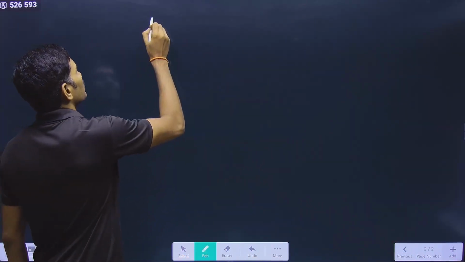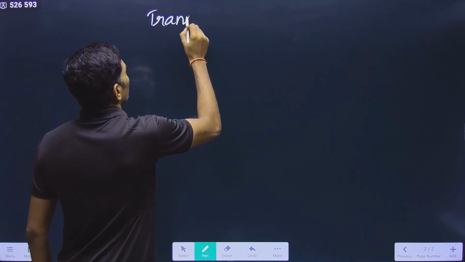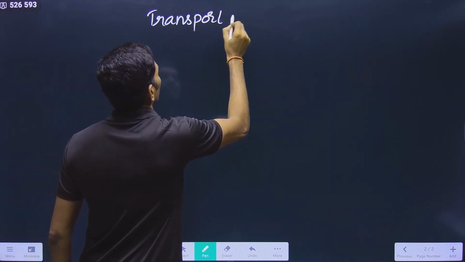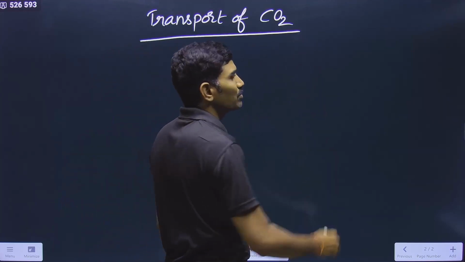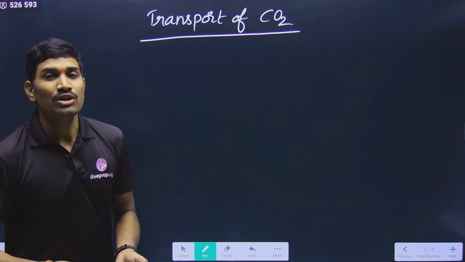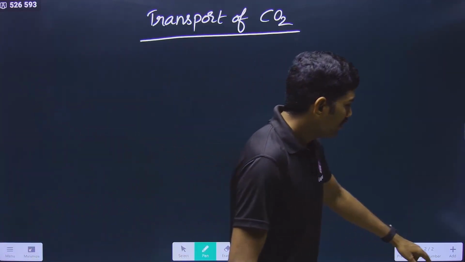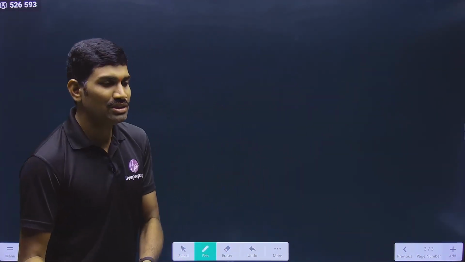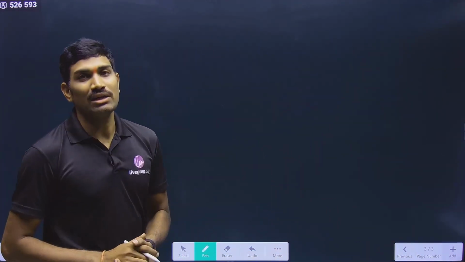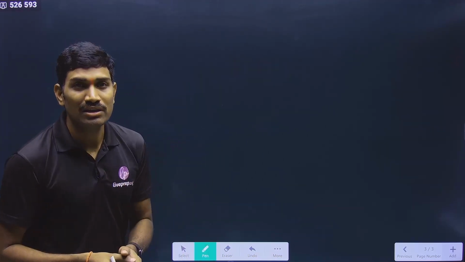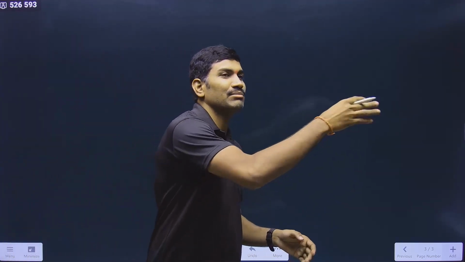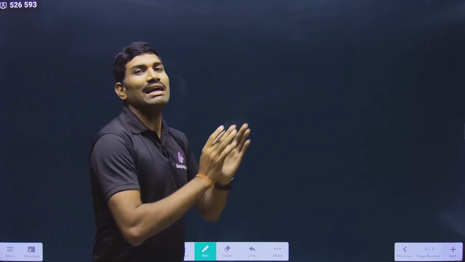But now we are focusing on carbon dioxide transport. This carbon dioxide is produced within the tissues. In cellular respiration, which we studied, oxygen is utilized and CO2 is released. Now at the tissues this CO2 enters the blood, and from there it should reach the lungs, meaning the alveoli. So how exactly does it come from the tissues to the alveoli?